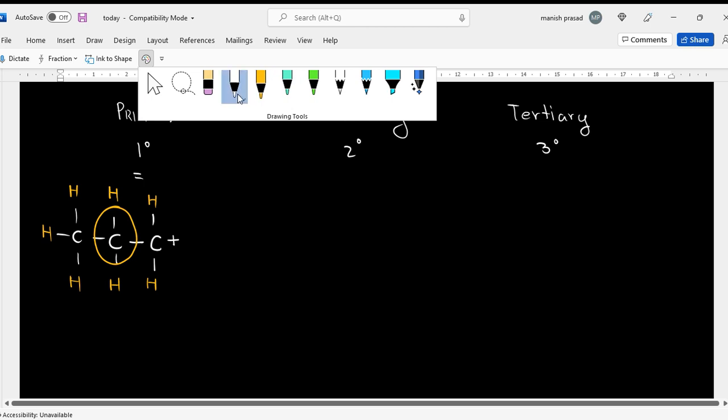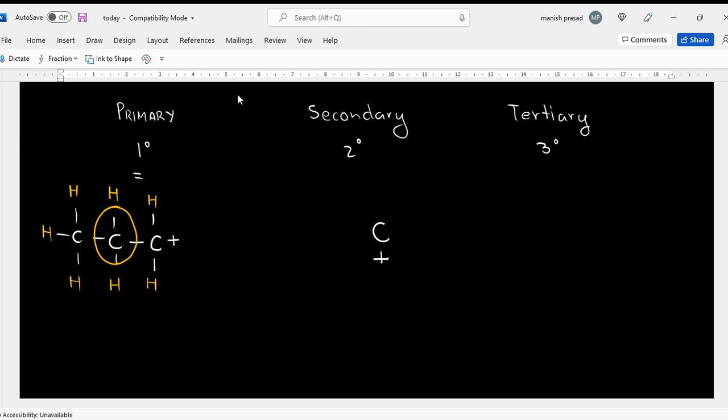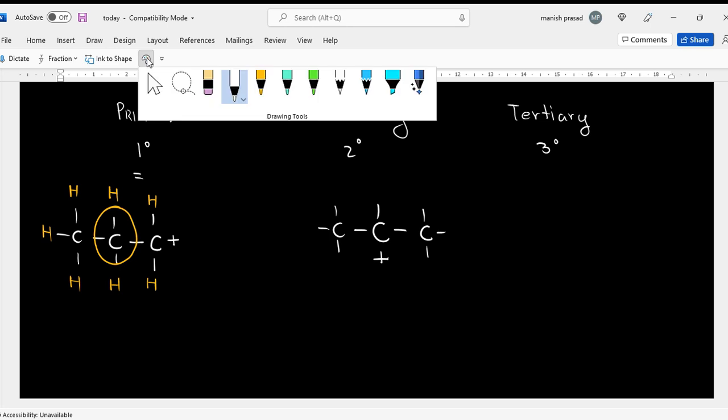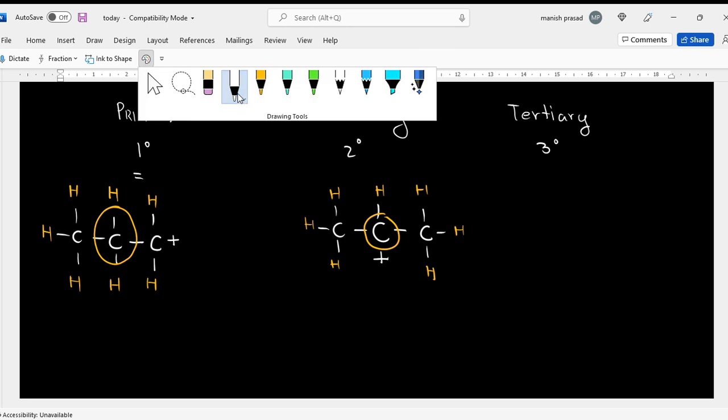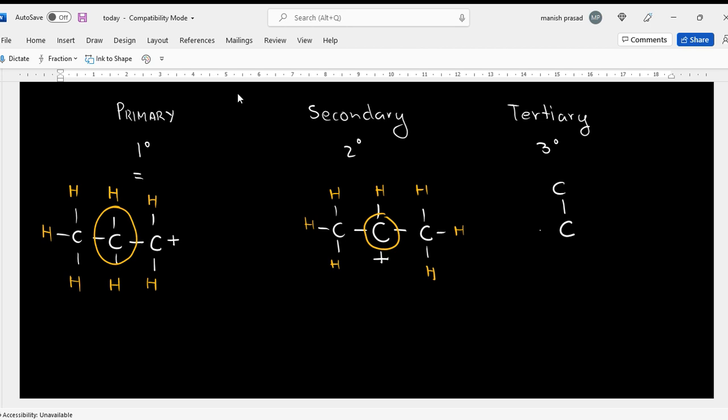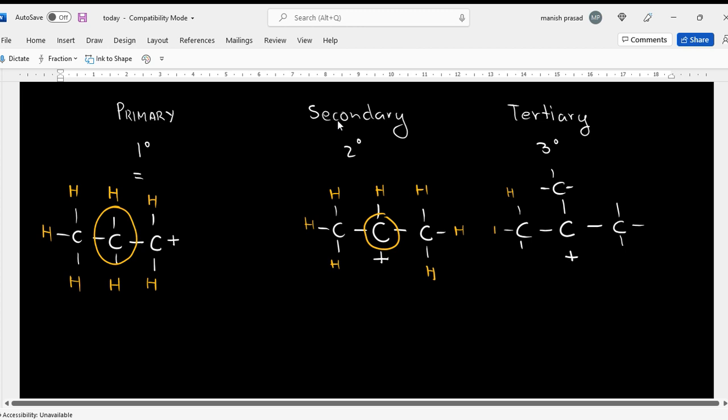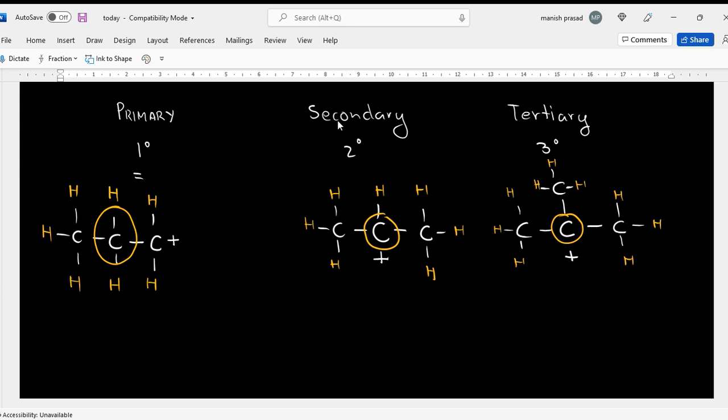But if the carbon that has the positive charge has two nearest carbon atoms as its neighbors, then it is known as a secondary carbocation. If you can see out here, the carbon which has the positive charge is flanked by two carbons on either side. So this is a secondary carbocation. But if a carbon is flanked by three neighboring carbons and it has a positive charge, then it would be known as a tertiary carbocation. Symbolically, we write it as 1 degree, 2 degree, 3 degree. You can see that the carbon has three other carbons as its neighbors.